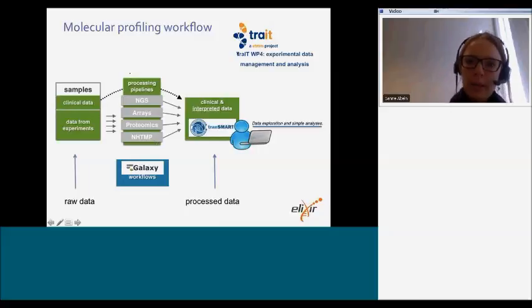All right, so if we now zoom in to work package 4, the molecular profiling domain, what you mostly consider there is the clinical data, the data from the experiments, the processing pipelines, and then the combining of these two different data streams again in Transmart. The workflow and the provenance thereof is mostly ensured by Galaxy.